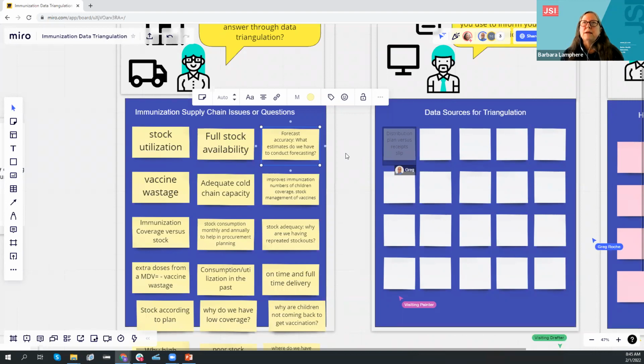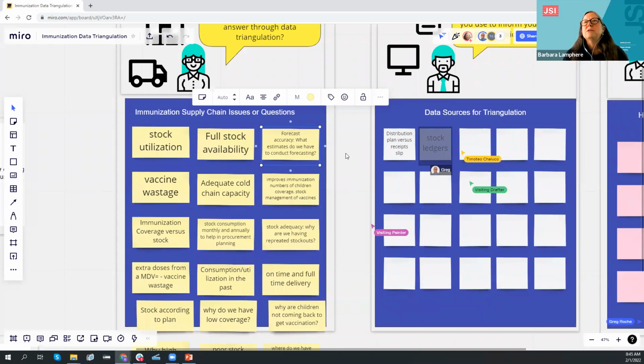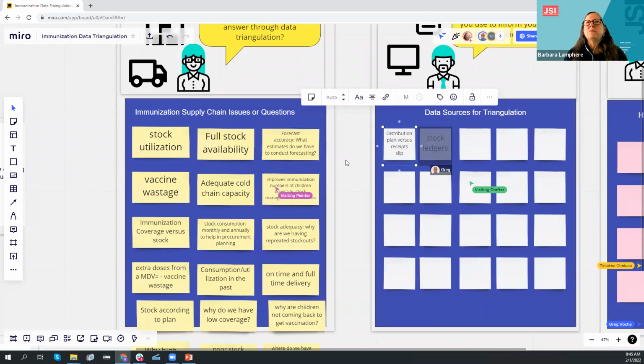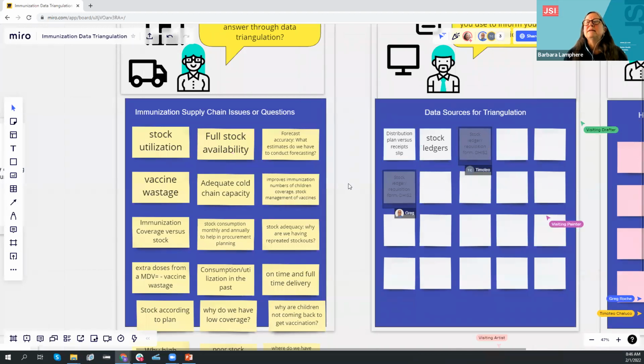So I see that we have distribution plan versus receipt slip. And this distribution plan versus receipts, what problem are we addressing there? We're addressing whether we're distributing fully. Are we actually doing in full as an indicator? So stock ledgers. Okay, so target population.